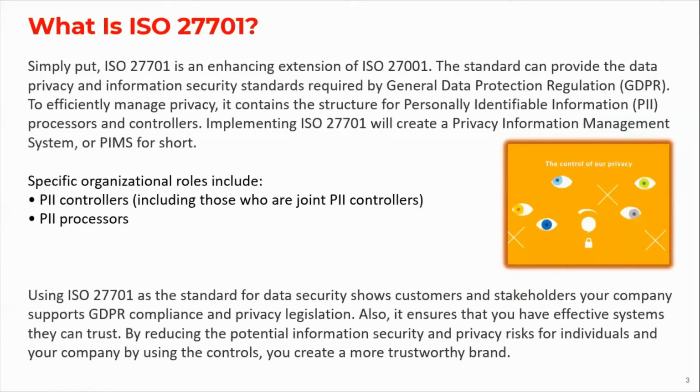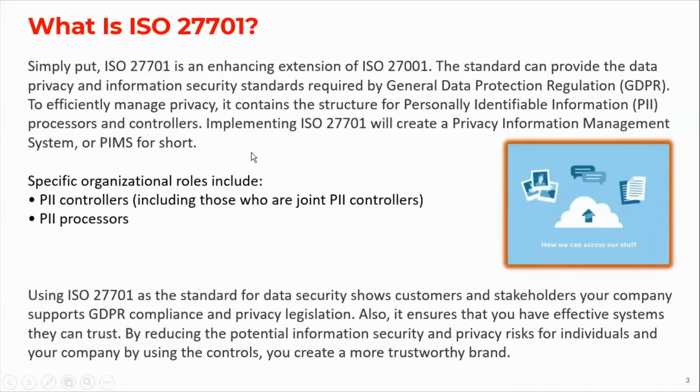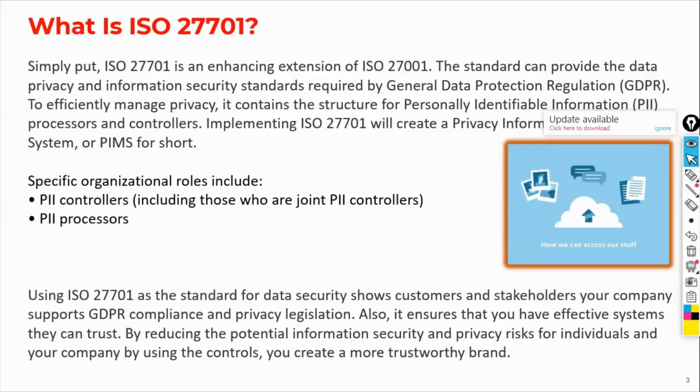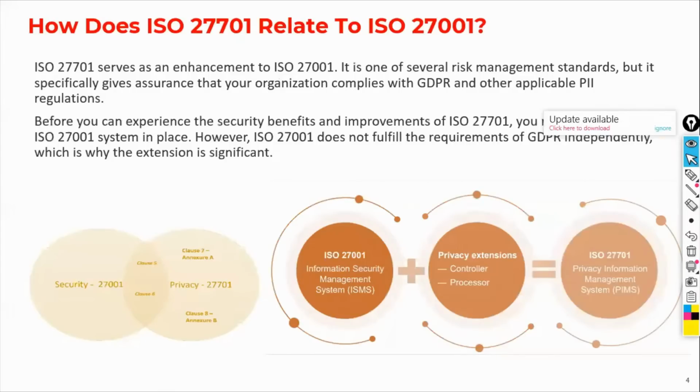Now, what actually is ISO 27701? ISO 27701 is a standard which is fully aligned with the GDPR requirements to manage the privacy of the user. It contains the structure for personally identifiable information, which is called PII. So this is the brief about ISO 27701.